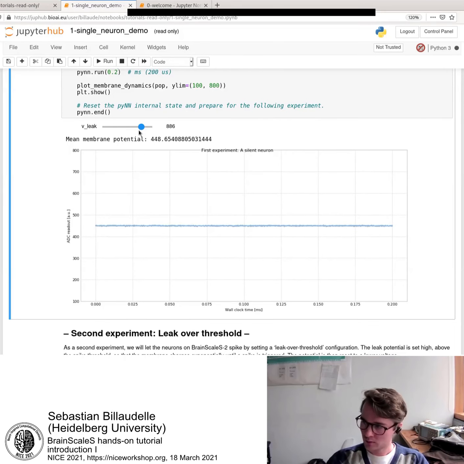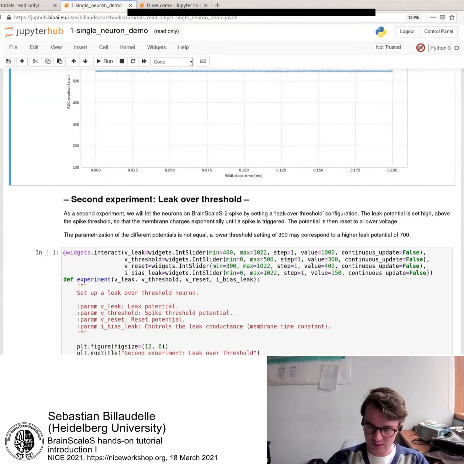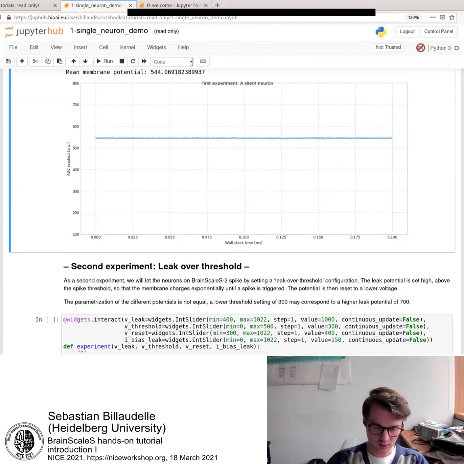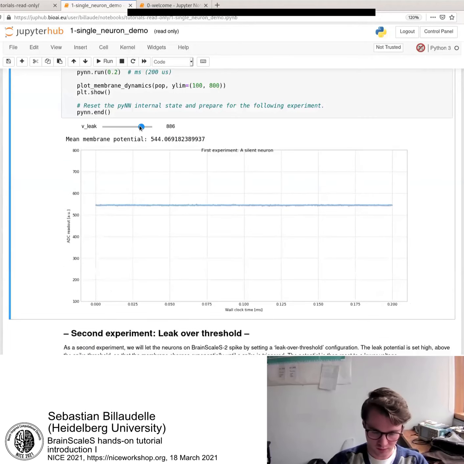Okay, V leak is like the resting potential. Exactly. Yes, it's EL in the LIF. It's the equivalent of EL, the reversal potential of the leak.